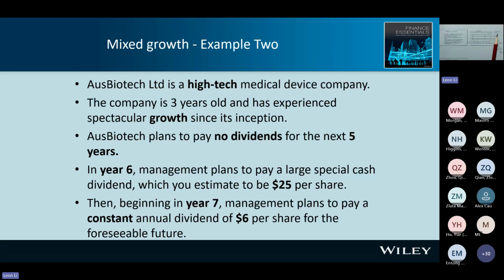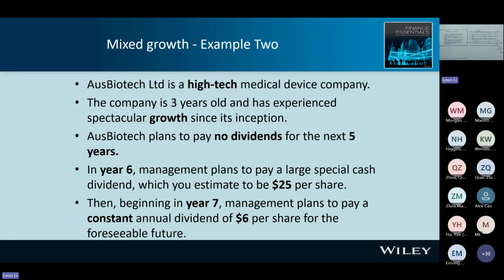Very detailed. I hope this question is clear enough. But for me, my understanding is that in year 6, the company will pay a high dividend, $25, right? Very high dividend, all right? And from year 7, forever, the dividend is $6 constant.